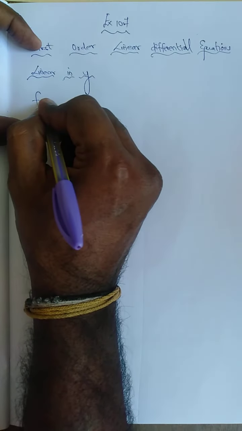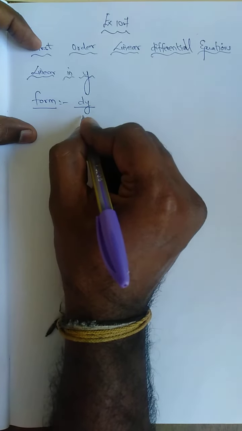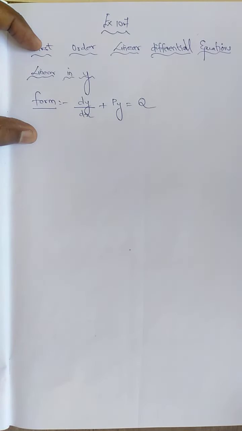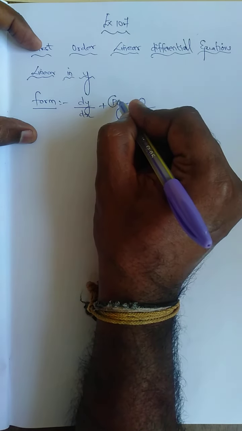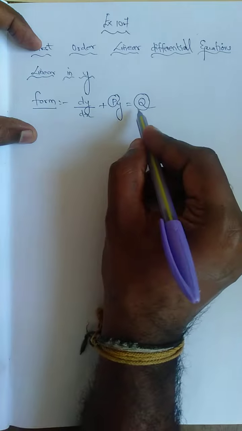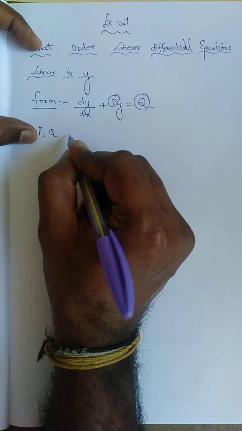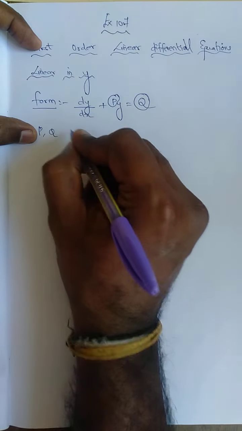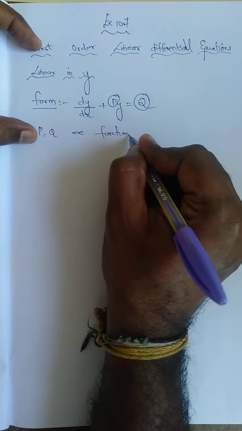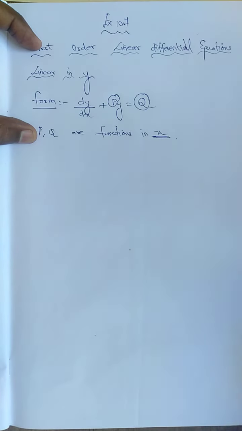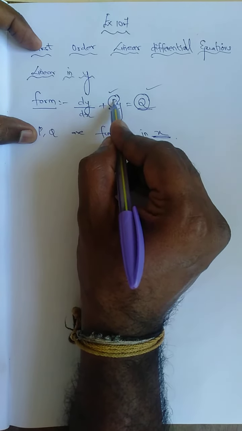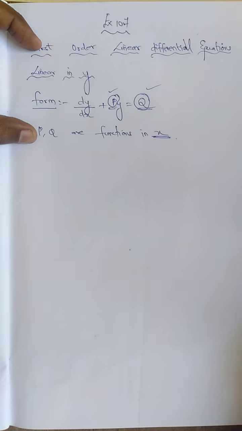Linear in y, the form, that is my formula, will be dy by dx plus Py is equal to Q. This P and this Q are functions of the variable x. P and Q both will be functions in the variable x. See, here y, here y. The P and Q will be functions in variable x.